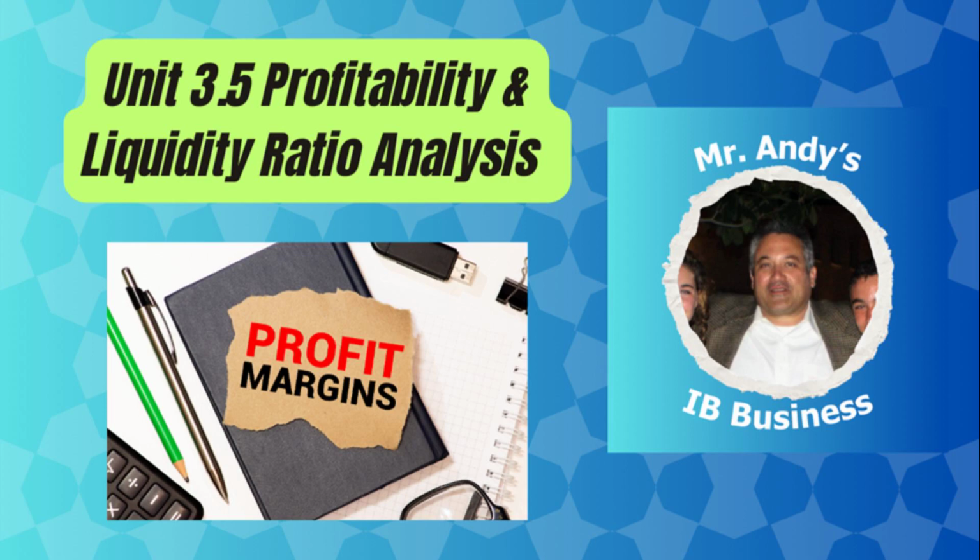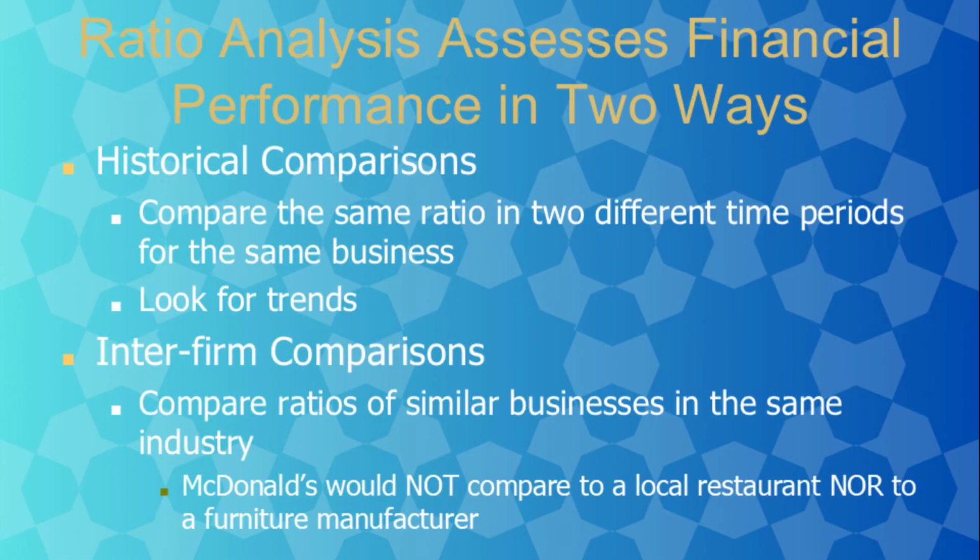Welcome to Unit 3.5, where we delve into the crucial aspects of profitability and liquidity ratio analysis. Understanding these ratios is essential for assessing the financial health and performance of a business. Ratio analysis helps us evaluate financial performance through historical comparisons, looking at trends over time, and inter-firm comparisons, comparing similar businesses within the same industry. This method provides valuable insights into a company's financial standing.